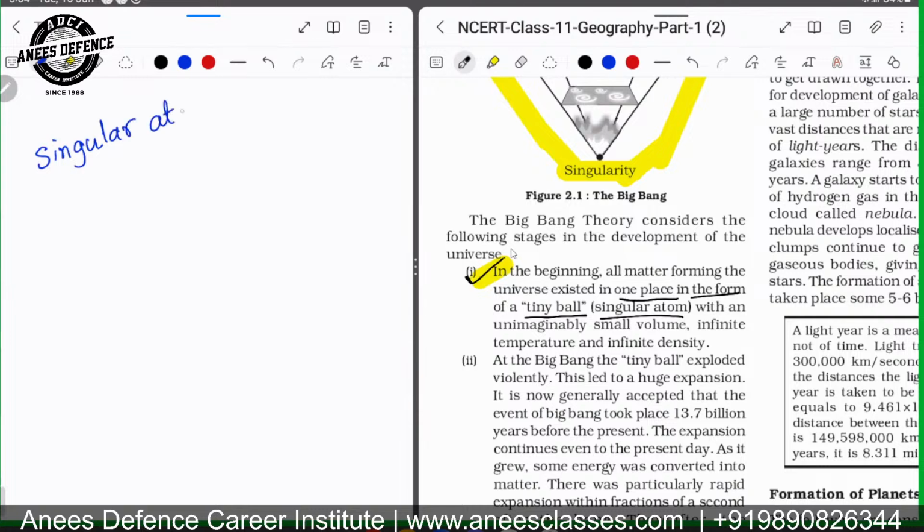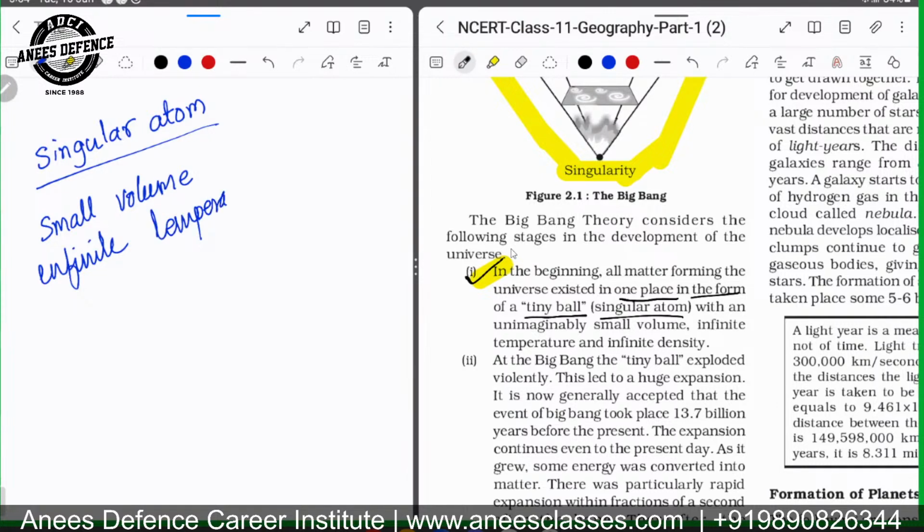Is it clear? A tiny ball with unimaginably small volume, infinite temperature, and infinite density.